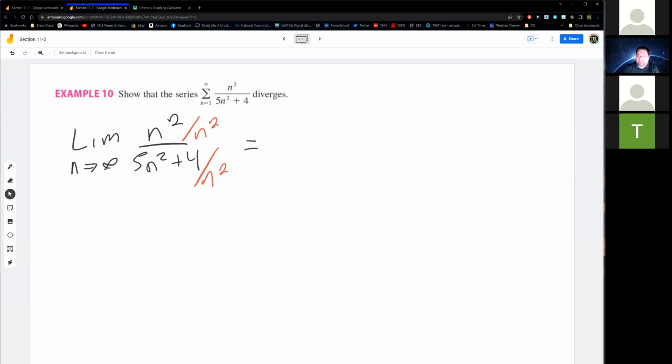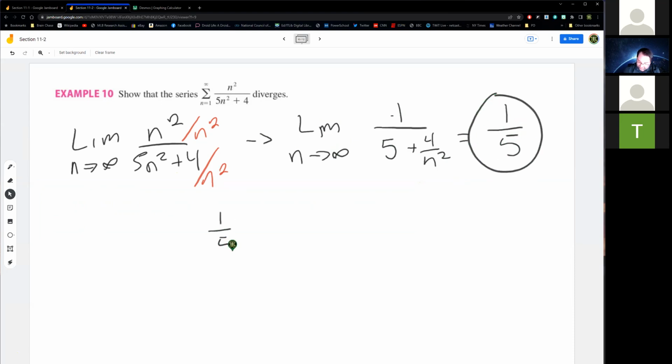Again, your goal is to get rid of stuff. In this case, the n squared is going to get rid of stuff. So I have the limit as n goes to infinity of 1 over 5 plus 4 over n squared, which is 1/5. So since 1/5 does not equal 0, it diverges. That's what the test of divergence shows. If the limit of that does not equal 0, it diverges.